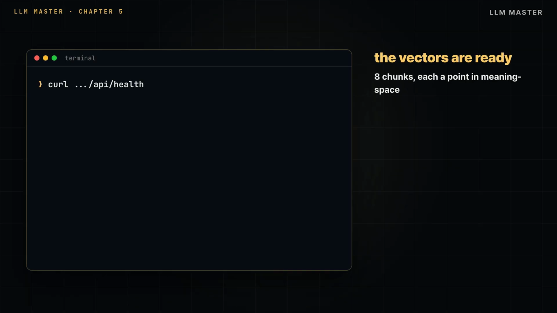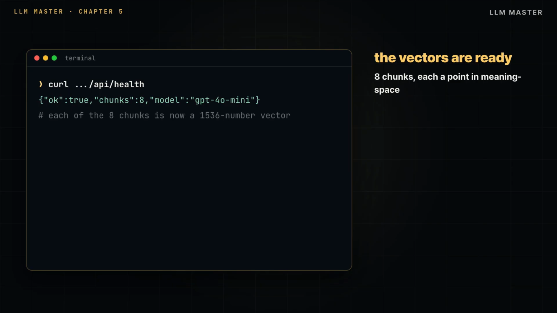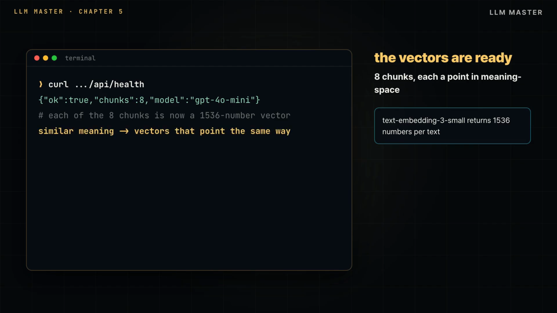Our handbook came out to 8 chunks, and calling the health endpoint confirms the service is up and the index is loaded. Behind that number, each of the 8 chunks is now a vector of about 1,536 numbers from text-embedding-3-small. Embedding a whole handbook like this costs only pennies. And now every chunk is a point we can measure a question against. Vectors that point the same way mean the same thing.